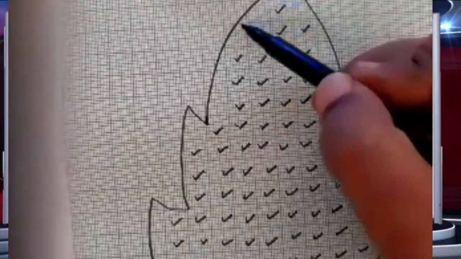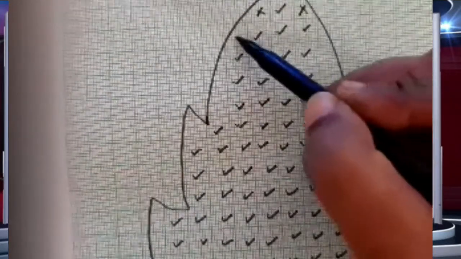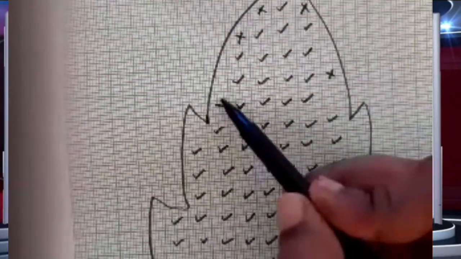Now I will make a cross sign on more than half. See, this is more than half, so I will make a cross sign on it. On full squares, I have made a tick, and wherever I found more than half, I will make a cross sign over there. See, these all are more than half, so I am making a cross sign. This is also more than half.